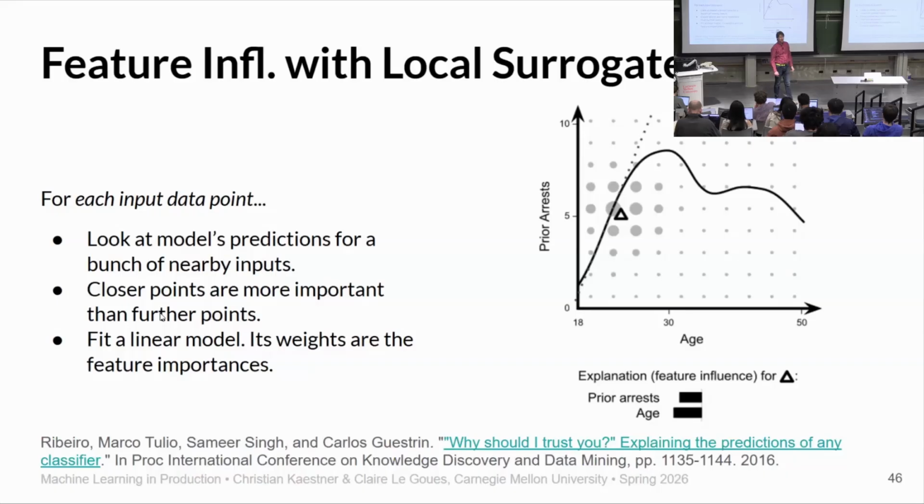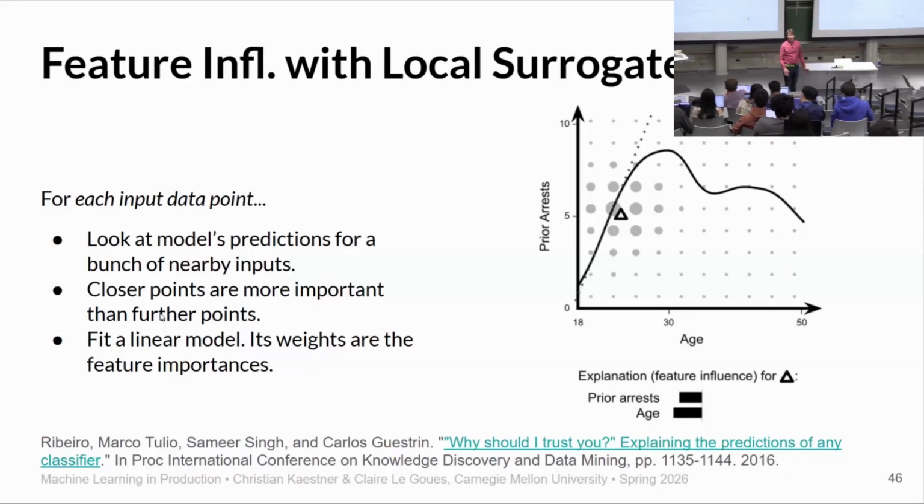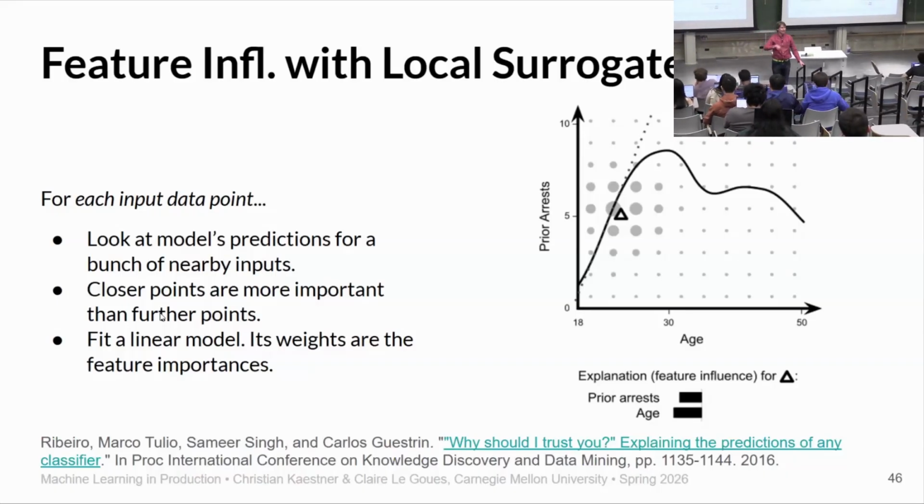Does this make sense? So the implementation itself is really simple. It's just sampling like a surrogate model in the entire space, weighing these by distance, and then learning a surrogate model, just a linear boundary. And then we can look at the linear boundary, what the coefficients are, and the ones that are the smallest or the biggest are the ones that have the highest influence. Does this make sense?